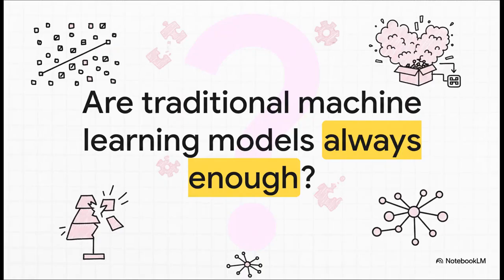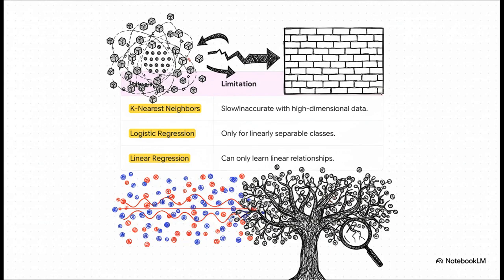Let's start with a really basic question. We've all heard of models like linear regression or decision trees, right? They're kind of the workhorses of machine learning. But do they have a breaking point? And as you've probably guessed, the answer is a resounding yes. And this is really where we start to see the cracks appear in those classic models.